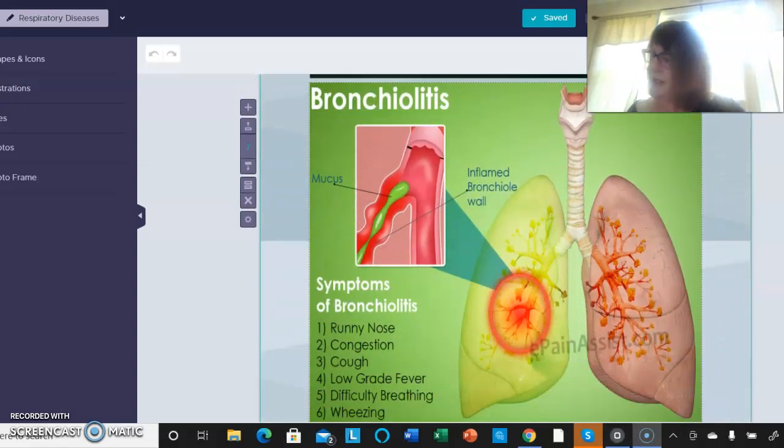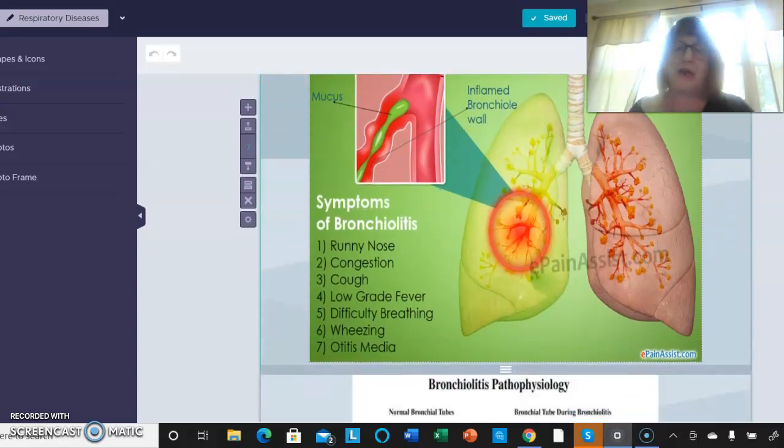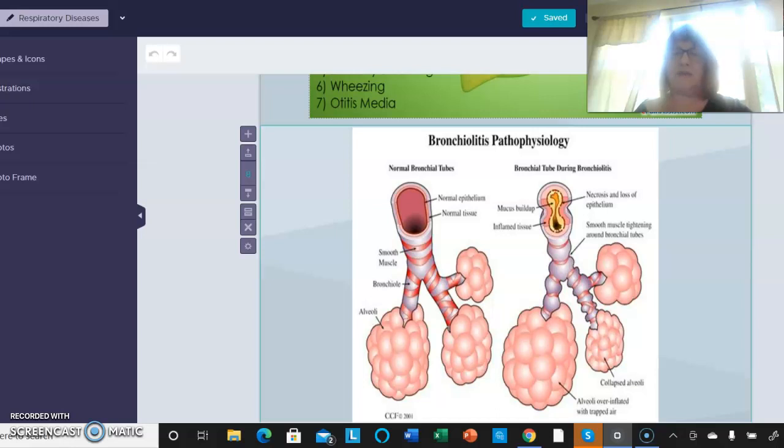In bronchiolitis, the bronchi and the bronchioles become plugged with mucus, causing air to be trapped in the lungs. The child can breathe air in, but has difficulty expelling it, which hinders gas exchange. Some symptoms of bronchiolitis are runny nose, congestion, cough, low-grade fever, difficulty breathing, wheezing, and otitis media. This is just an overview of the pathophysiology of bronchiolitis.